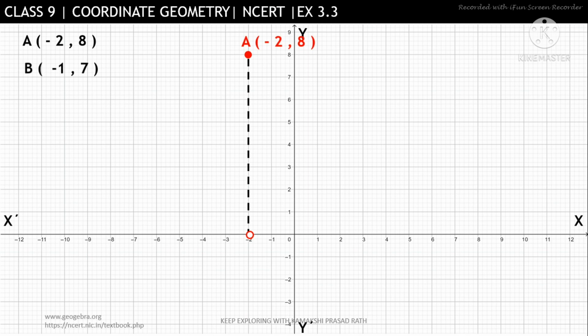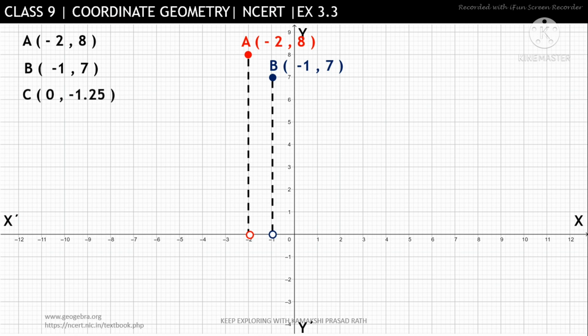Next, point B (-1, 7). So -1 again towards the negative x-axis. From the origin, as you can see here, 1 unit towards the negative x-axis. From there 7 units towards the positive y. Hence we get the point B (-1, 7).